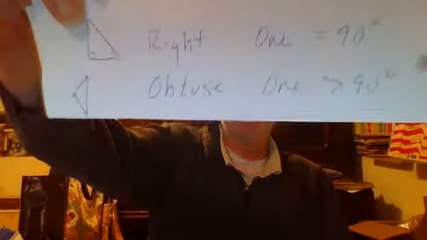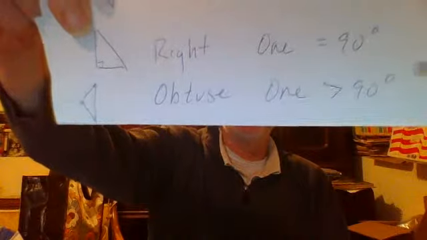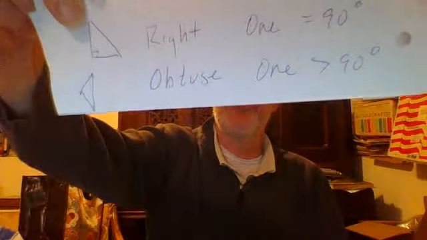An obtuse triangle, as you might have guessed, means that that third angle, one of the angles, is obtuse. And remember from yesterday what the word obtuse means? Well, obtuse means, just like that obtuse kid in your class, he's not very sharp. Or in this case, the angle is not very sharp. It's more than 90 degrees. So an obtuse triangle simply means that that third angle is greater than 90 degrees. An obtuse triangle is a triangle that has one angle of greater than 90 degrees.